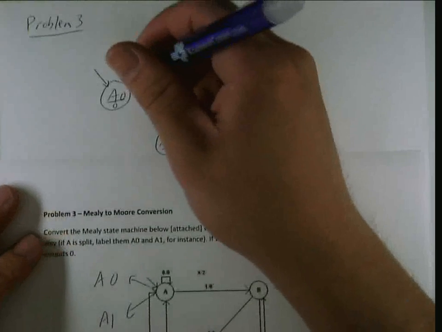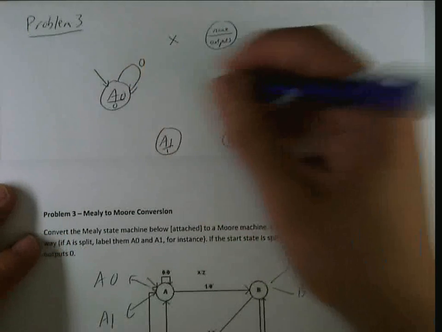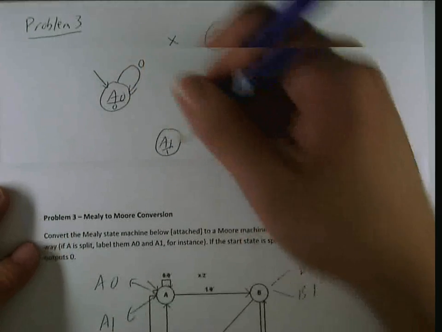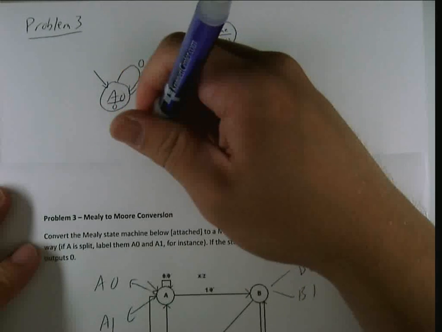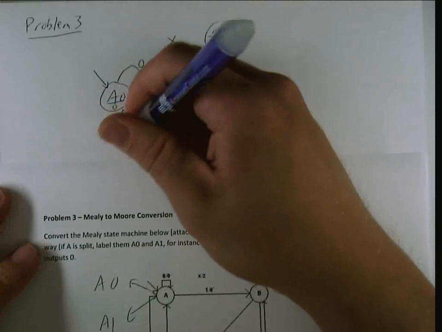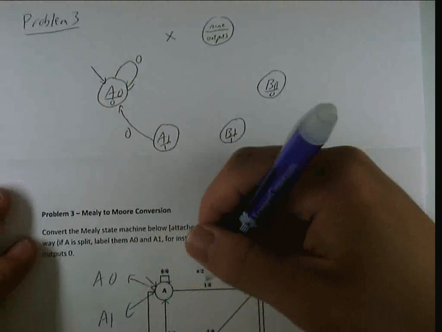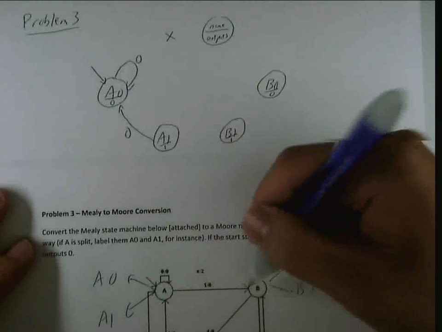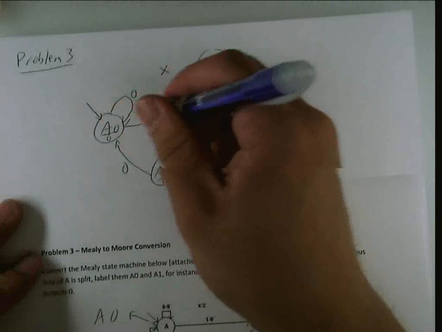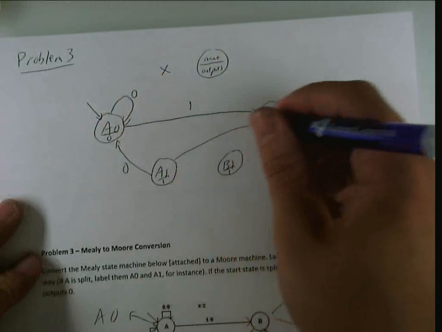If we get a 0 while in state A, we want to stay there in A0. And similarly, if we get a 0 while in A1, we want to transition to there. Now if we get a 1 while in state A, either one of them, we want to transition to state B0. So this gets a 1, A1 also goes to here.